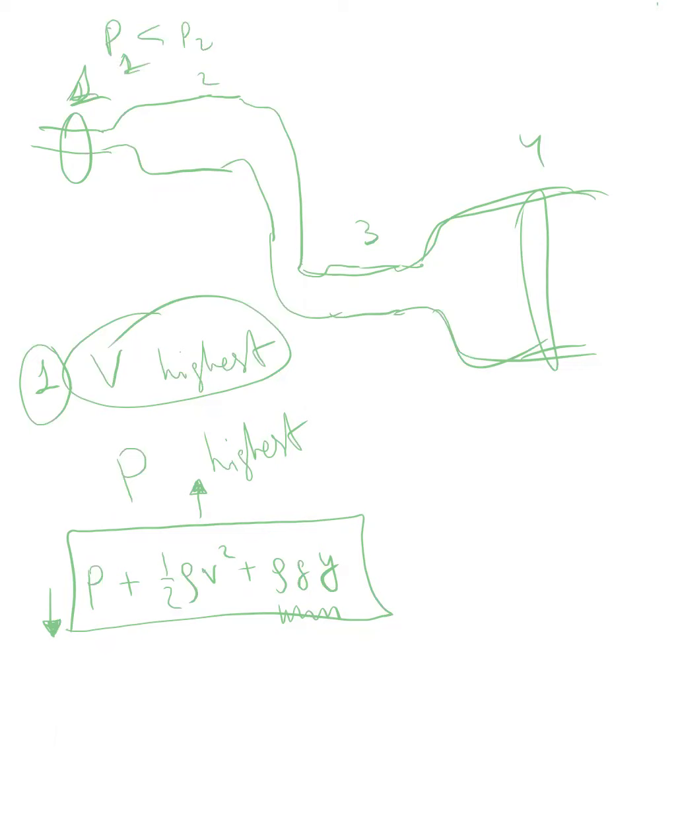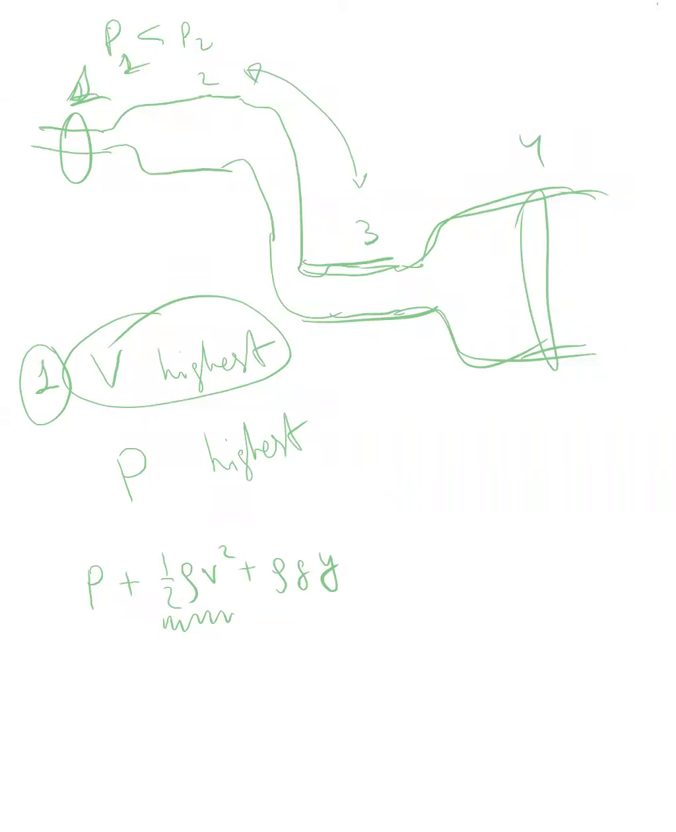Now let's think about sections 2 and 3. Let's compare them. How do sections 2 and 3 compare? For sections 2 and 3, what you have is they are of the same width, so they have the same velocity. Velocity of your stream is exactly the same or almost exactly the same in sections 2 and 3.